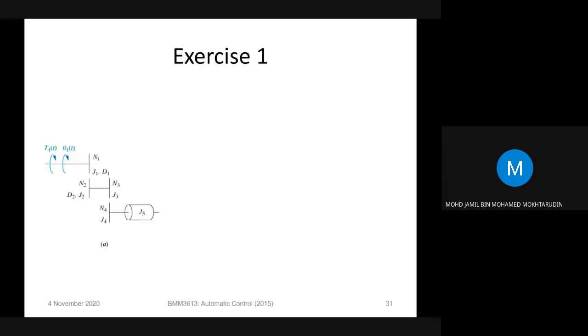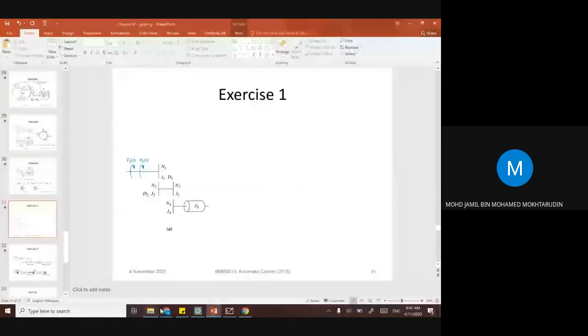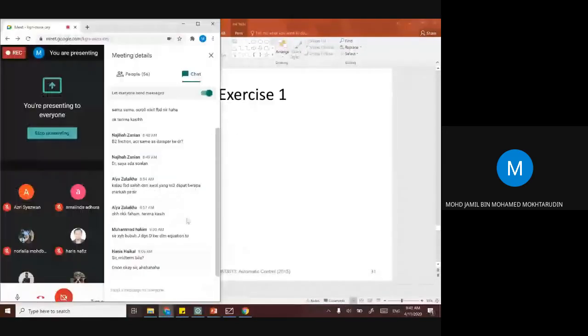Okay. Ada soalan tak sebelum kita teruskan? Tak ada. Okay, bagus. Semua tidur.